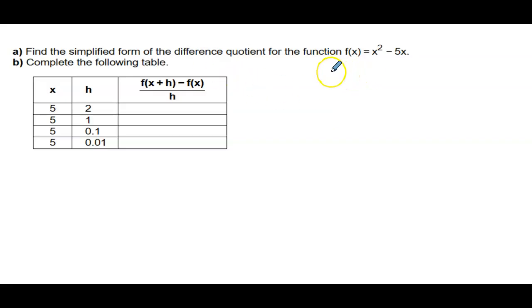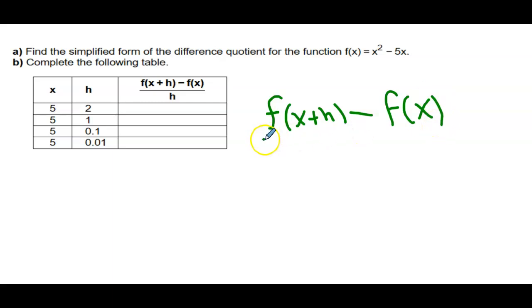This next question gives us a function, x squared minus 5x, and we need to find the simplified difference quotient for that function, and then we'll evaluate it for various values of h to complete this table. So we've got the difference quotient, which looks like this, and the difference quotient is just a way of defining slope. Instead of y2 minus y1, we've got this function as y2. If we treat x as our initial x, the way I would get y1 is I would just plug in x.